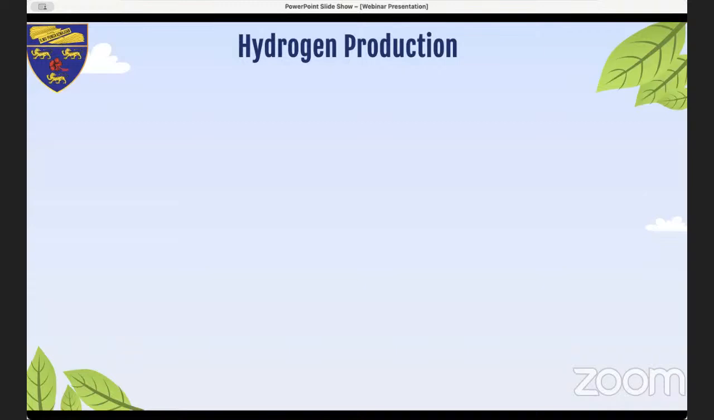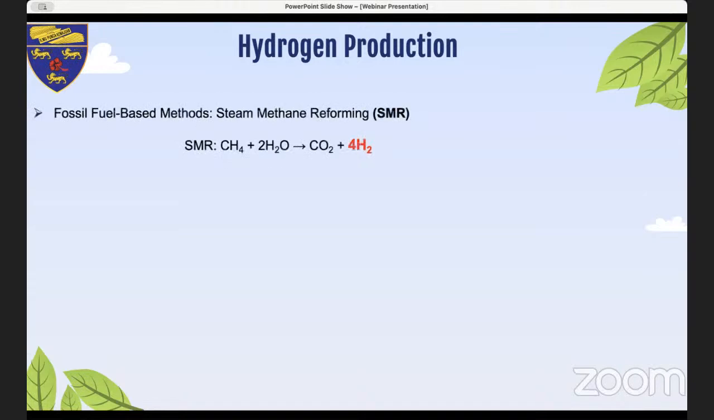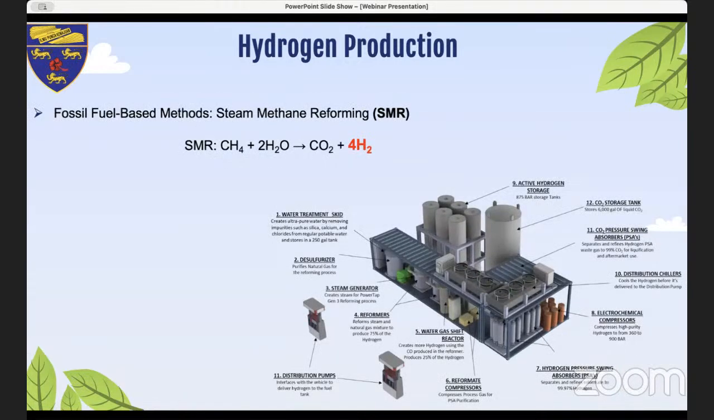Generally, we have two different methods for production of hydrogen. The first method is known as SMR, steam methane reforming. This method is based on fossil fuel. Based on this chemical reaction, you see that methane at high temperature and pressure reacts with steam and produces hydrogen. But this hydrogen is not green hydrogen because, first of all, this method uses fossil fuel and also the byproduct is a significant amount of carbon dioxide.